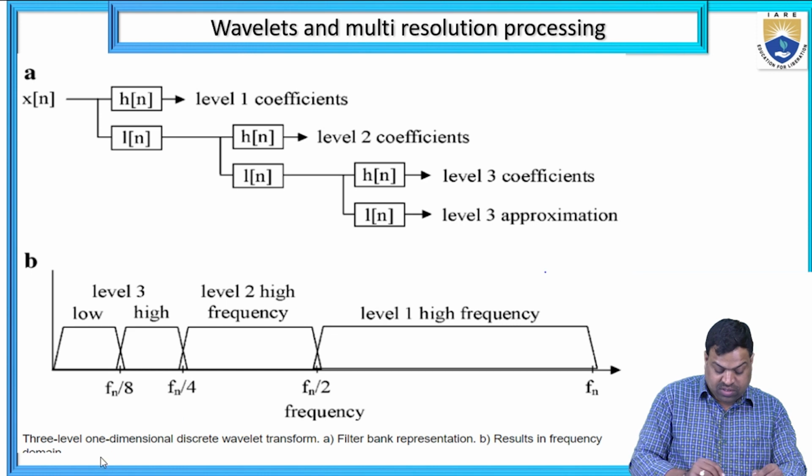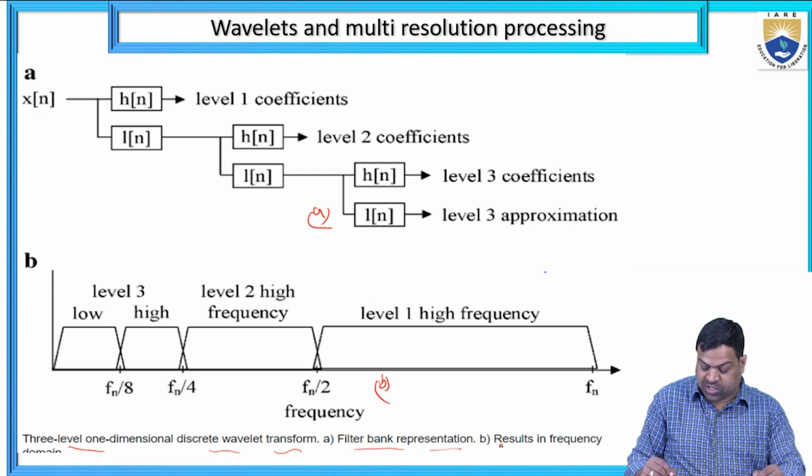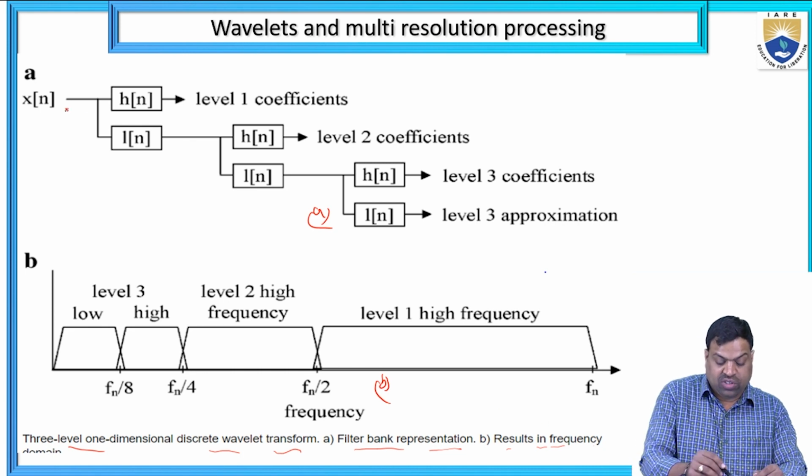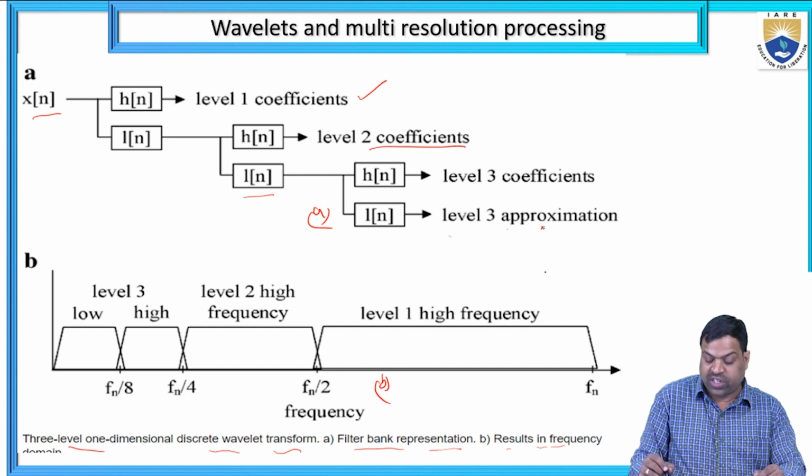Here it is a 3-level, one-dimensional discrete wavelet transform. The first is the filter bank representation, and the second is the results in the frequency domain. So x[n] goes to h[n], which is the level 1 coefficient. Then h[n] and l[n] give level 2, and l[n] with h[n] and l[n] gives level 3.